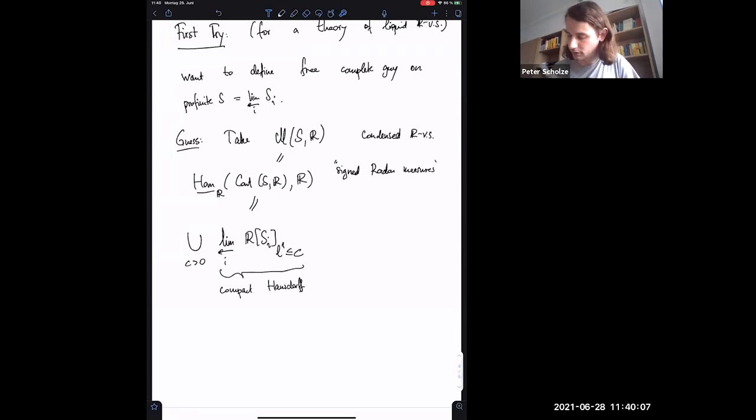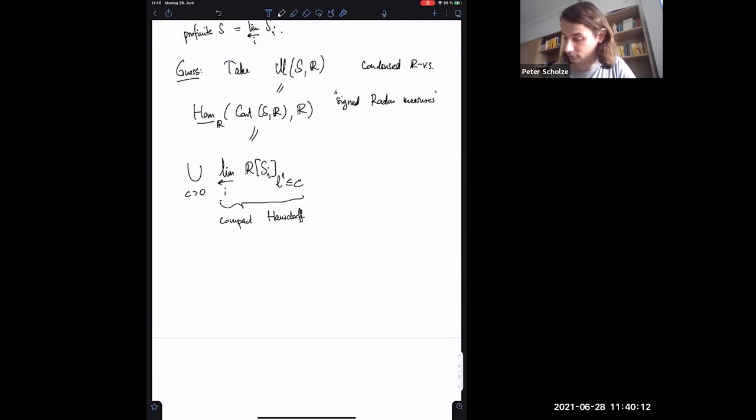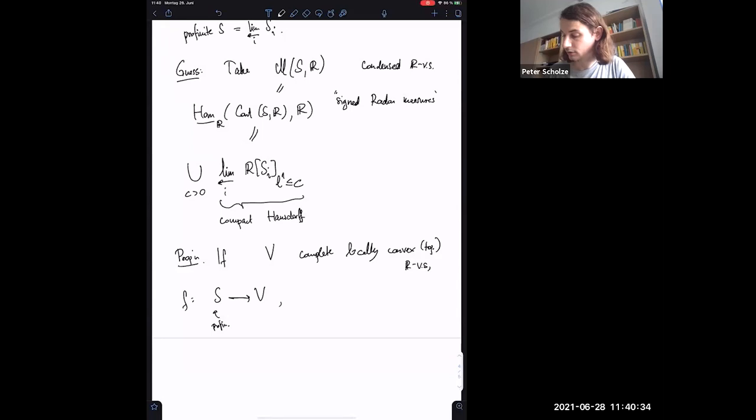Right. So that's what we would try to do. And then there is a basic proposition: if V is a complete locally convex topological vector space, and you have some map from S to V, where S is profinite, then there exists a unique F tilde from the space of measures to the corresponding condensed vector space extending it.